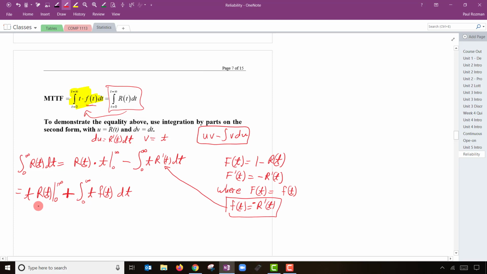So t times r of t, maybe I could write that. The limit as t goes to infinity of t r of t minus, plug in the 0, and then we have the other piece.